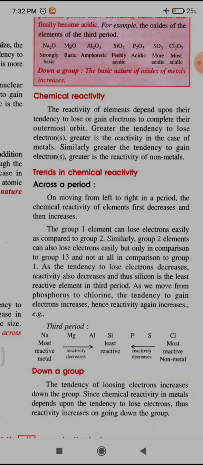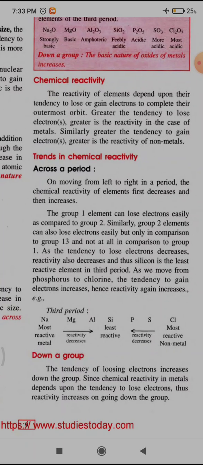If their tendency is greater for losing the electron, then their reactivity is greater or is more in case of the metals. If the tendency to gain electrons is more, then in that non-metal the tendency is greater. Just simply you can say, if the more chances are there to lose the electron, then that metal is having the greater reactivity. If the non-metal's chance is more to gain, then that non-metal is having greater reactivity or stronger reactivity character.